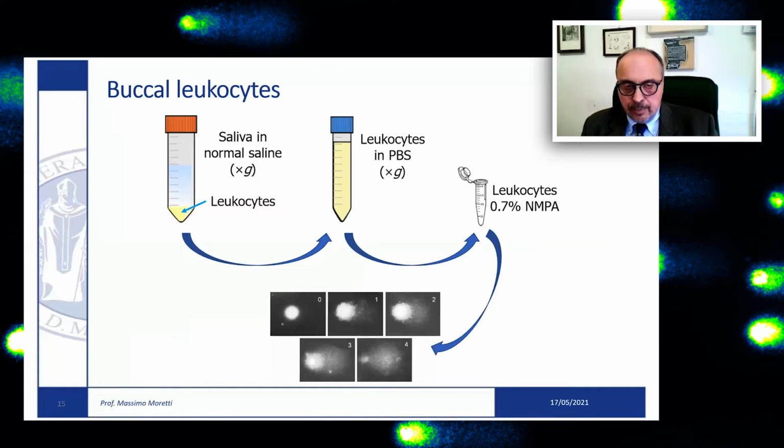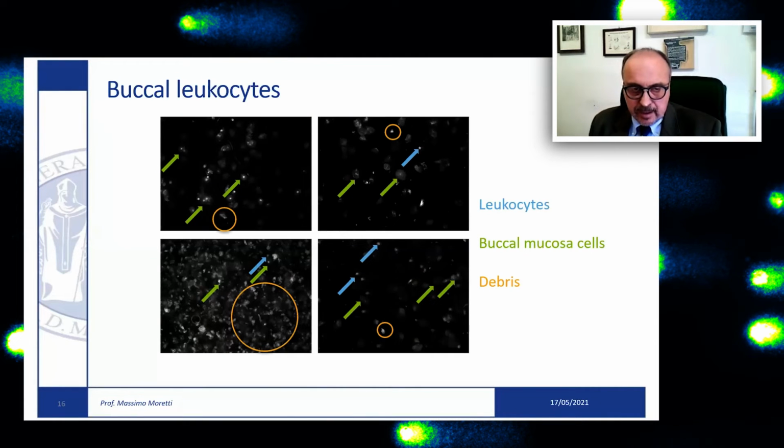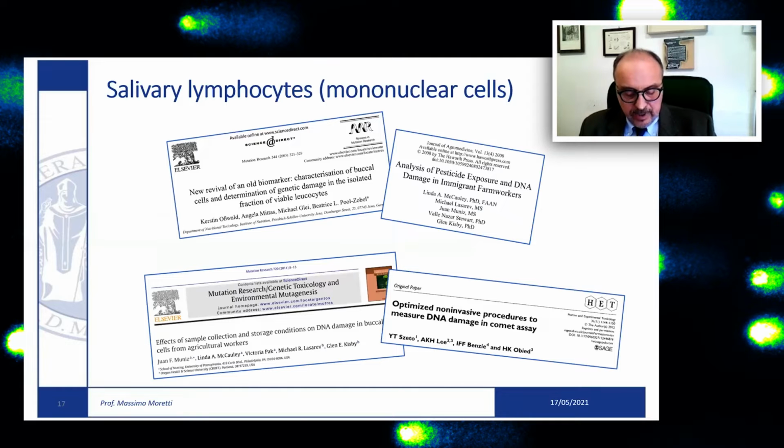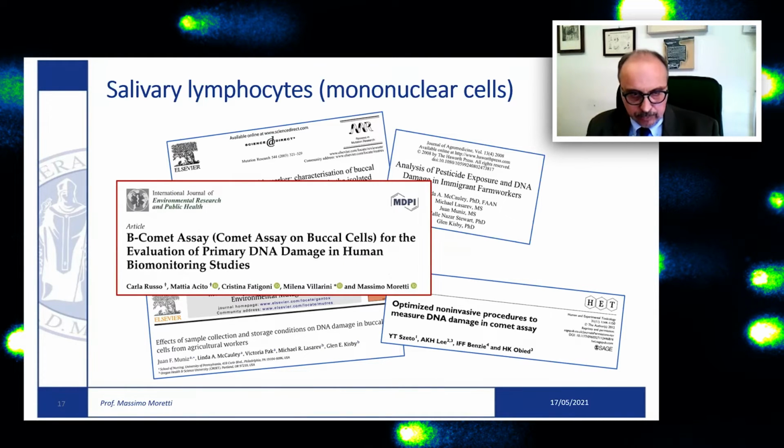But we had some problems, as these examples of our slides show. Together with the leukocytes, we had a lot of buccal mucosal cells and a lot of debris, mainly food. So we turned our attention to salivary lymphocytes. There are very few studies reporting this approach in the literature, and based on these studies, we proposed our approach.